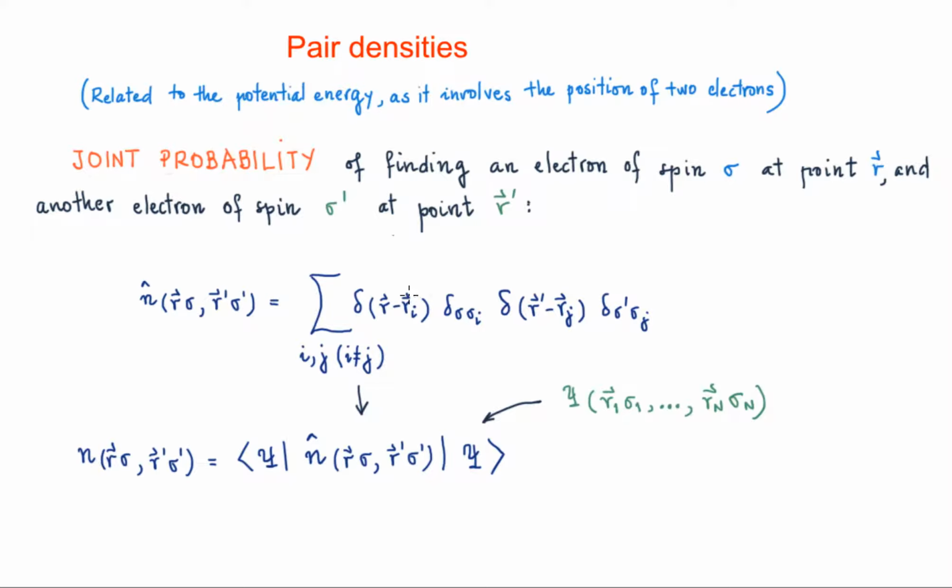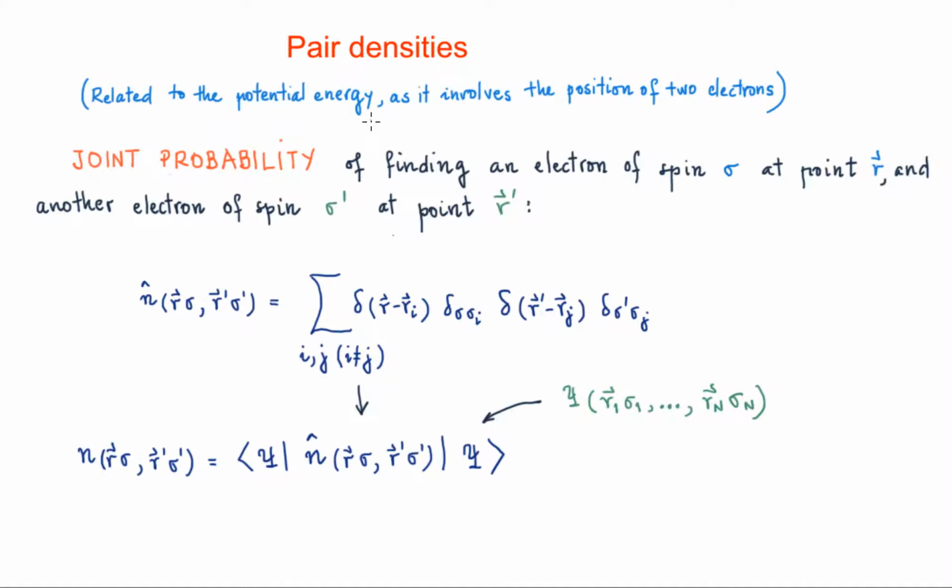Here we're going to define another function which is related with the density, with electronic density. This is a pair density. And it actually is going to involve the position of two electrons. And actually, as we'll see later, that's going to be related to the potential energy. So first, let's define what's pair density.